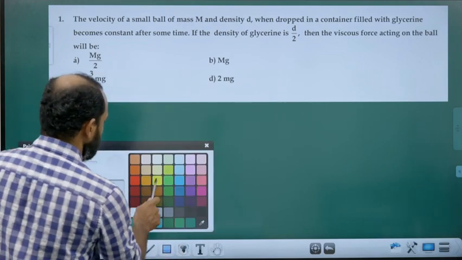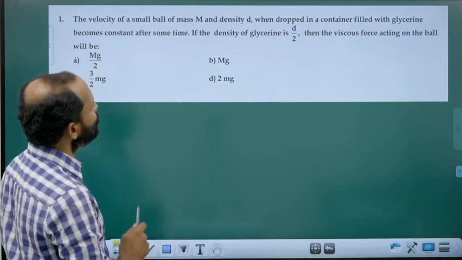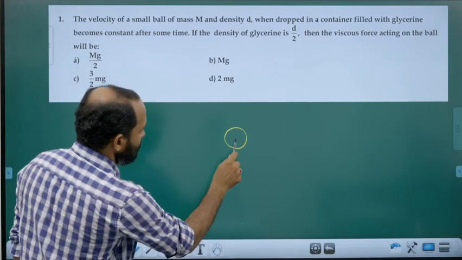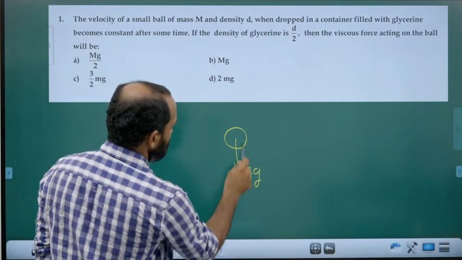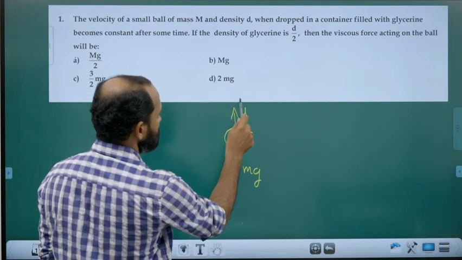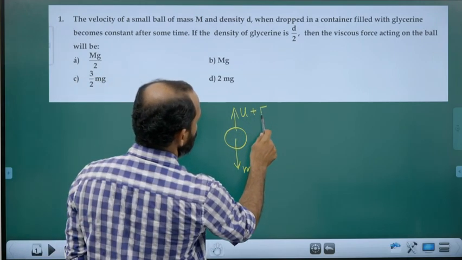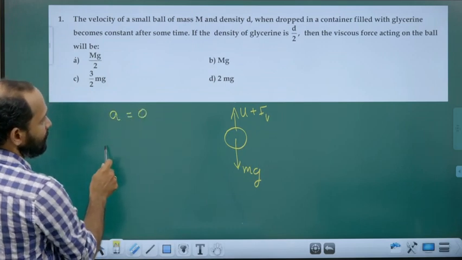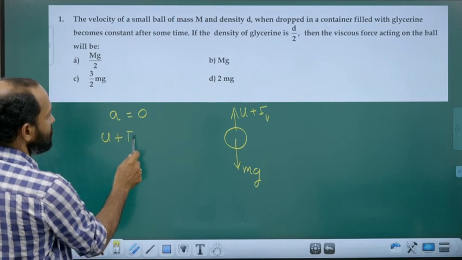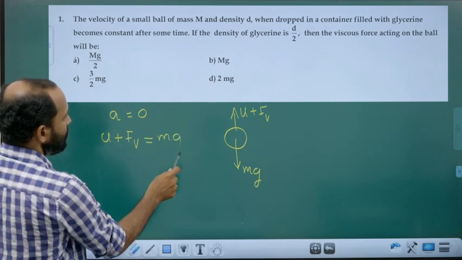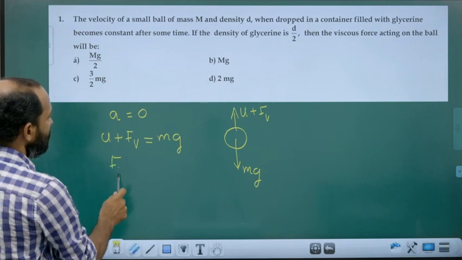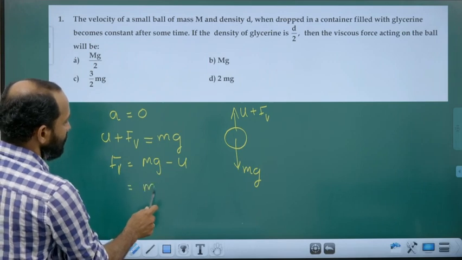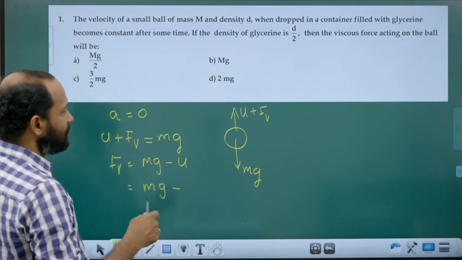Here, the density of glycerin is d by 2, where d is the density of the ball. The ball is acted upon by its weight, buoyant force (upthrust U), and viscous force Fv. As velocity is constant, acceleration is 0. That means for balancing of forces, U plus Fv is equal to mg, so the viscous force Fv is equal to mg minus U, where U is the upthrust.